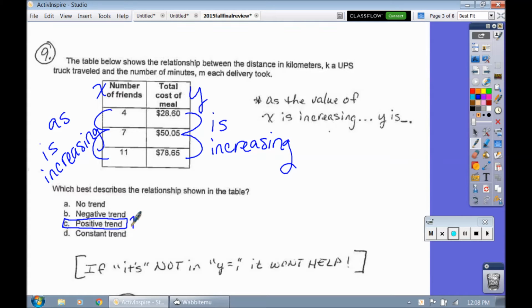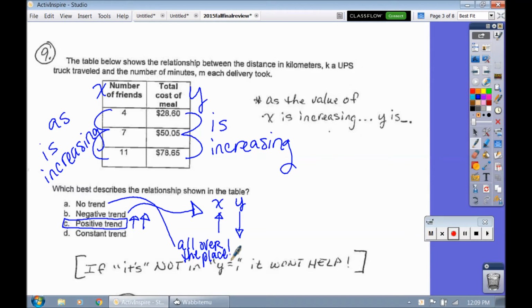But what would a negative trend look like? So we know a positive trend is when one goes up, the other goes up. A negative trend is when X goes up, Y goes down. Or maybe it's when X goes down, Y goes up. But it's when they're not the same. And if you have no trend, that means the data is all over the place. You can't tell as one goes up, whether the other goes up or down.